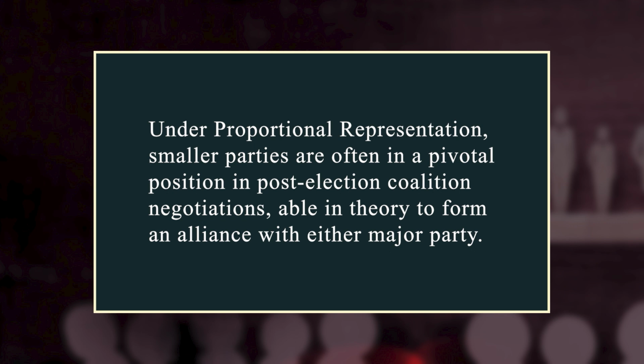If first past the post gives too little weight to smaller parties, proportional representation arguably gives them too much. Under proportional representation, smaller parties are often in a pivotal position in post-election coalition negotiations, able in theory to form an alliance with either major party. In addition, advocates of decisive government argue that coalitions tend towards the lowest common denominator, acting in particular as a barrier against radical but necessary change. For better or worse, it is difficult to see a figure such as Margaret Thatcher emerging as a compromise coalition leader after an election fought under proportional representation.